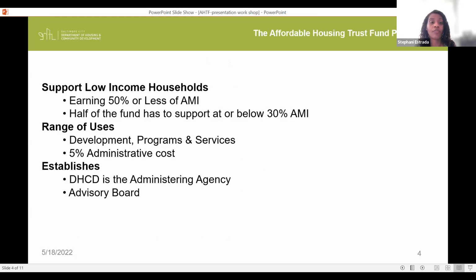Quick overview. This fund is to support low-income households earning 50% or less of AMI. Half of the fund has to support at or below 30% AMI, and the uses are for development, programs and services, and 5% of the fund has to go towards administrative costs. Us at DHCD is the administrating agency, and we're overseen by an advisory board.